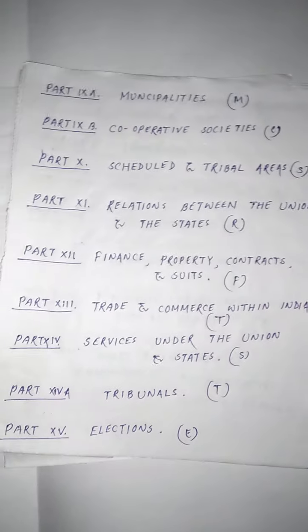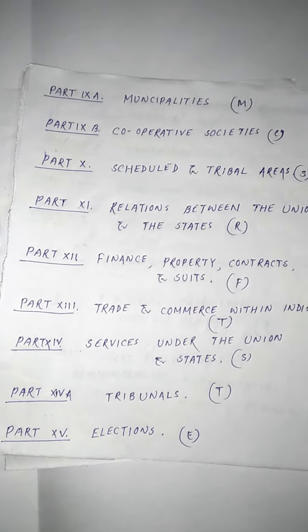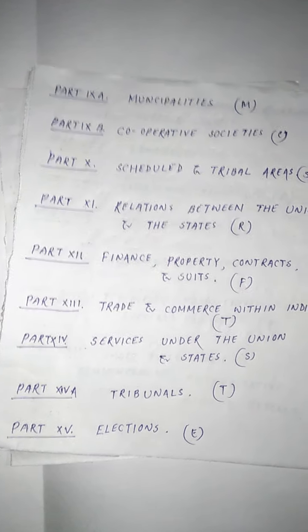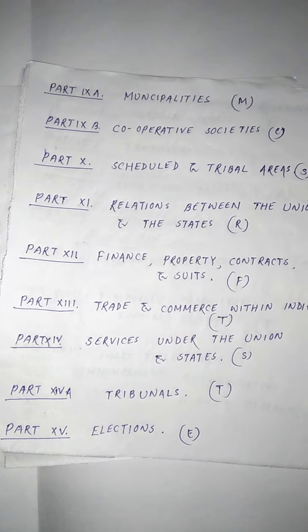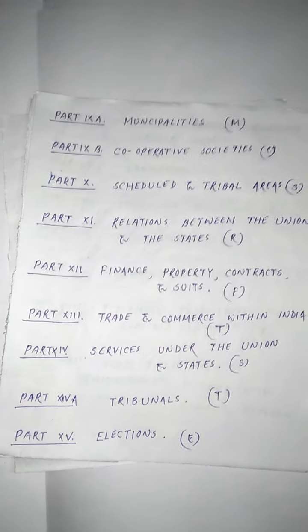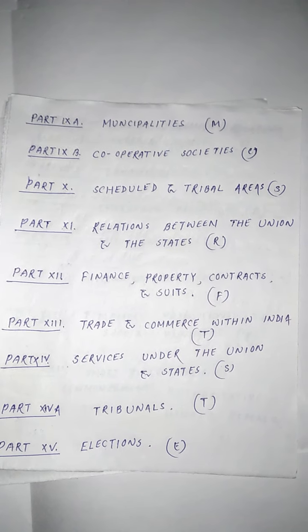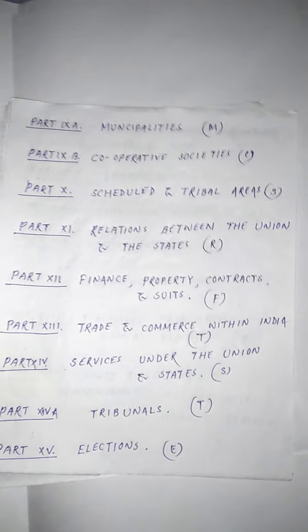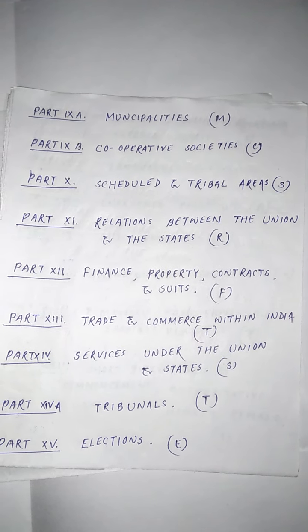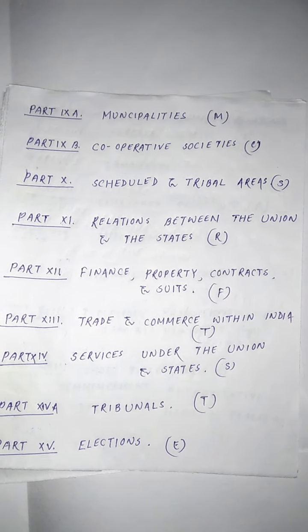And the tenth one. So not a tenth one, it's part 9A, Municipalities. You can fly directly from USR to UP to meet. That is M for municipalities. Meet Child of Shyam, that is C for cooperative societies, part 9B. C for cooperative society of Shyam.